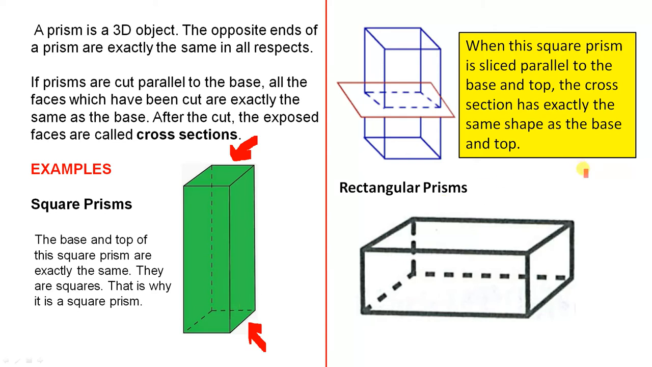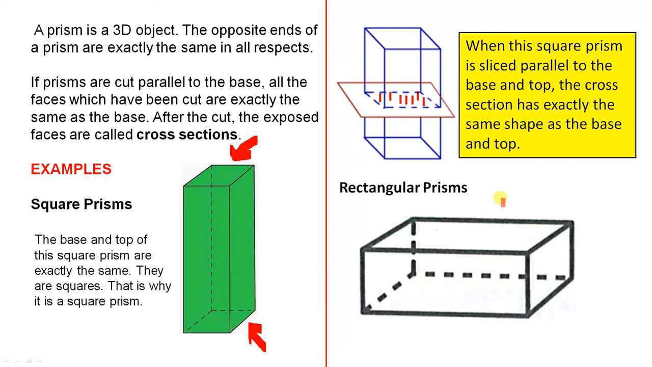When this square prism is sliced parallel to the base and top, the cross-section has exactly the same shape as the base and top. So imagine this was cut through the centre like that, parallel to the top and the base, and those two parts were separated. Then that's called the cross-section. So that section there is called a cross-section, and it's exactly the same as the top and the base.